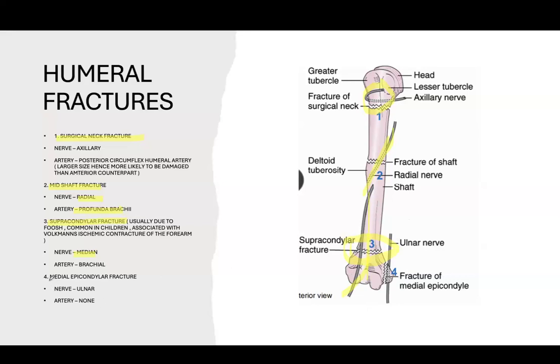The medial epicondylar fracture, we just did this, it would cause ulnar nerve damage because the ulnar nerve runs right under it, as you can see over here as well. And there's no artery associated with this kind of fracture.